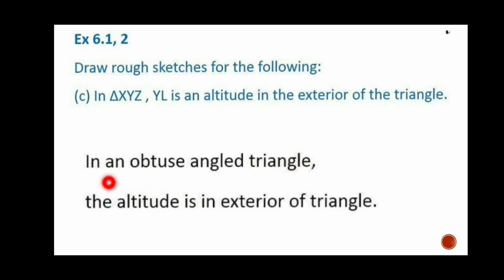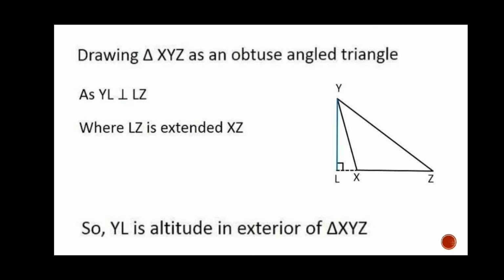The only triangle in which we can draw the altitude outside is the obtuse angle triangle, where the altitude is in the exterior of the triangle. So let's see like this. XYZ is a triangle where we have to draw YL as the height, the altitude. From Y to its opposite side we will draw a line, that is point L, YL, and it is the height of the triangle. We will mention the perpendicular here, because an altitude is always perpendicular to its opposite side.